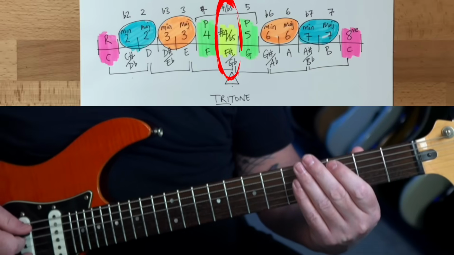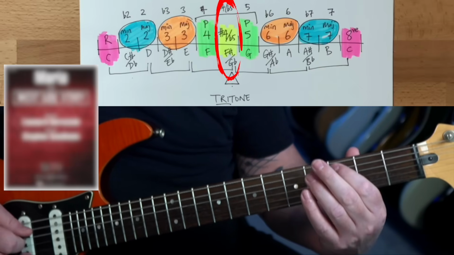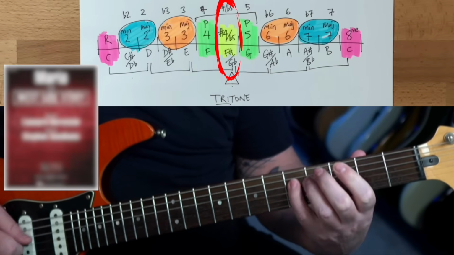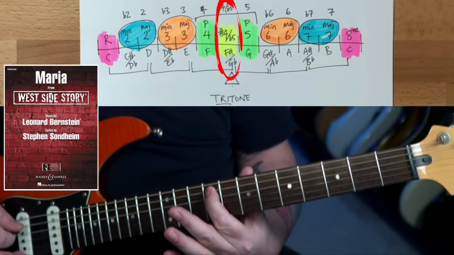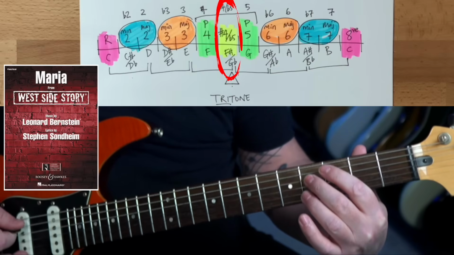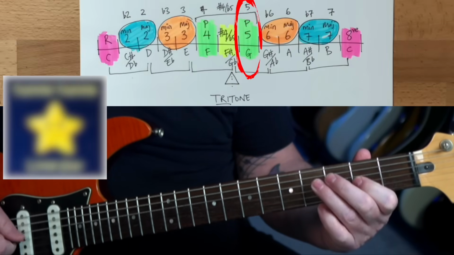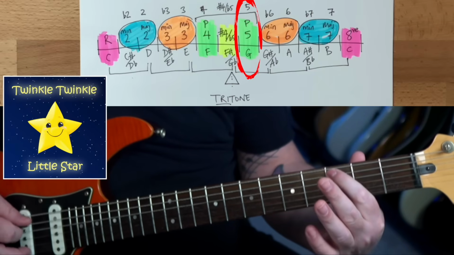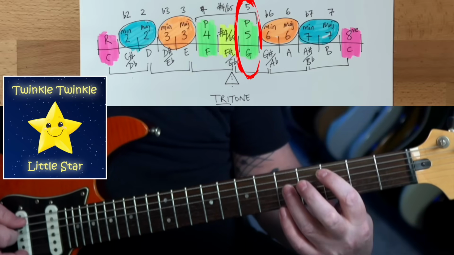This is the sharp 4, also known as the flat 5 or the tritone. This is the theme. This is the tritone on one string. This is the tritone crossing strings. This is the perfect fifth, and this is the theme. This is the perfect fifth on one string. This is the perfect fifth on two strings.